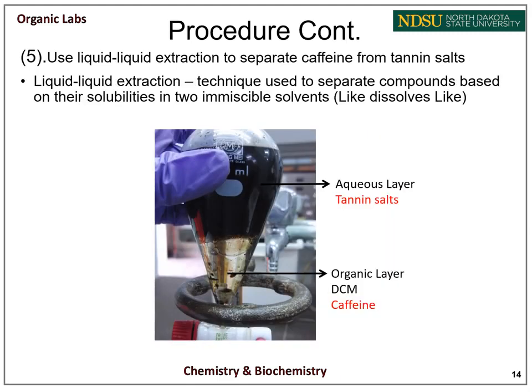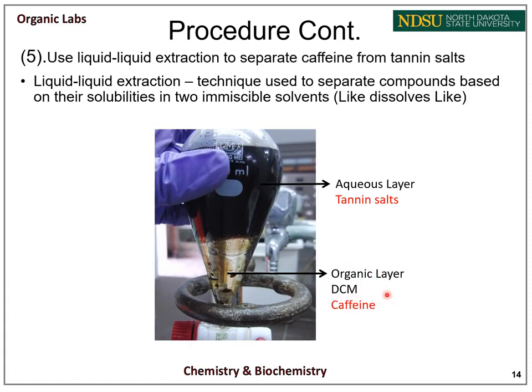Step 5. Use liquid-liquid extraction to separate the caffeine from the tannin salts. Liquid-liquid extraction is a technique that is used to separate compounds based on their solubilities in two immiscible solvents. Remembering the phrase like dissolves like, in this case, the tannin salts are more soluble in the polar solvent, which is the aqueous layer, and the caffeine is more soluble in the less polar solvent, DCM.